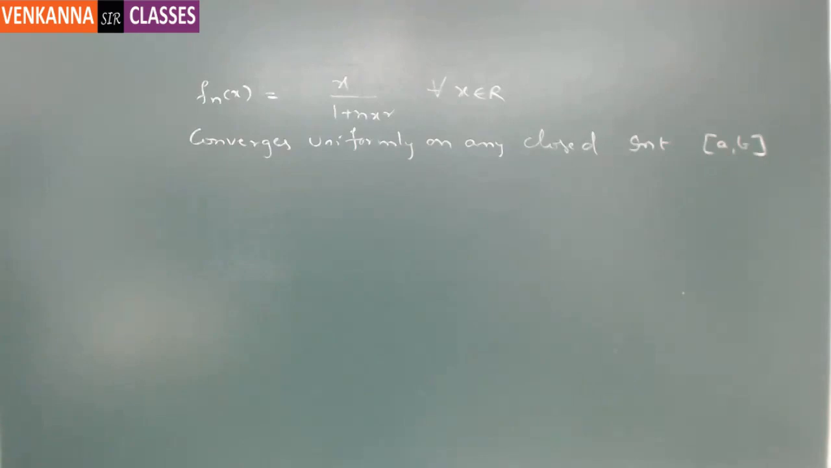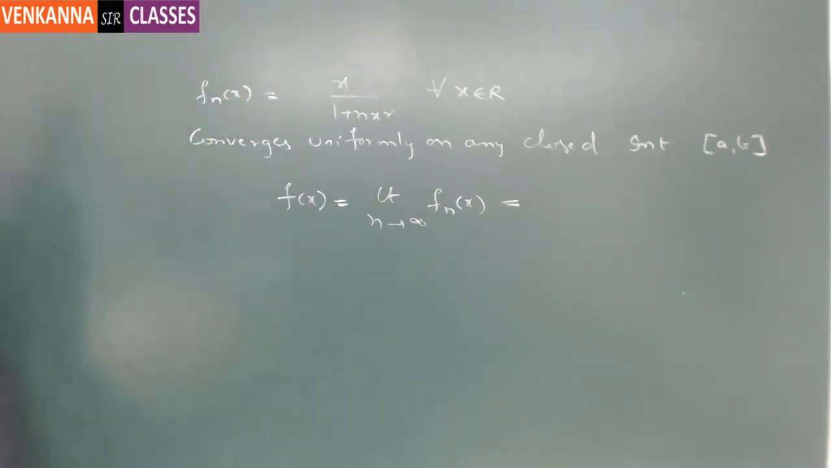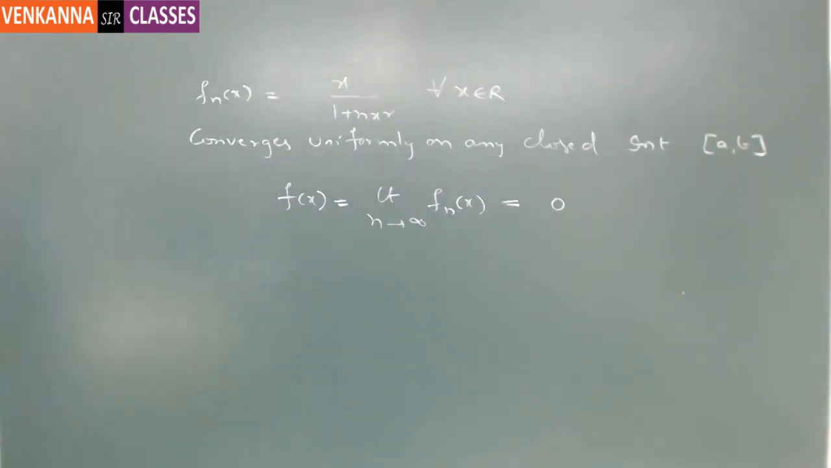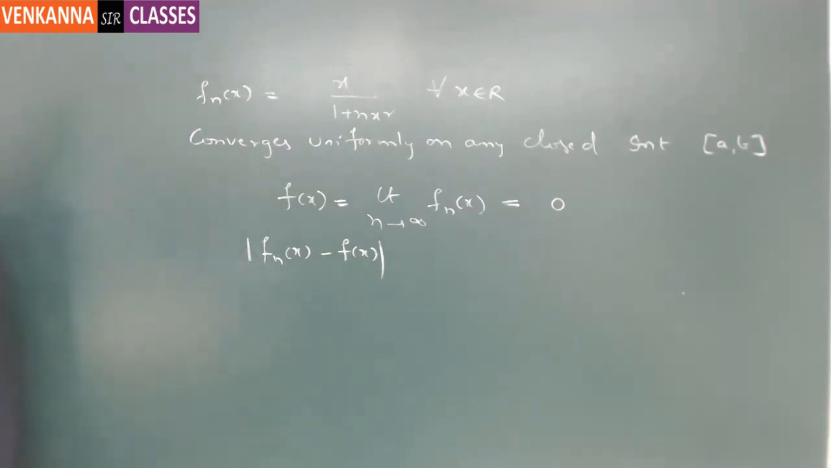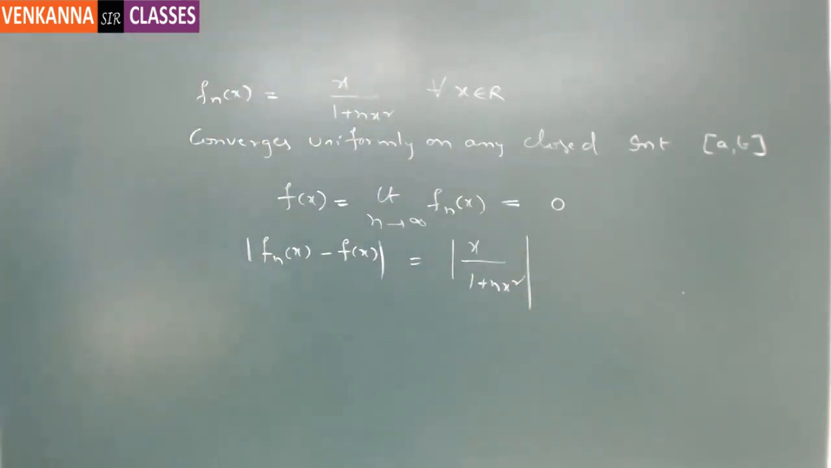Okay. So after having the fn of x, let us calculate the limit function f of x. By simply applying limit n tends to infinity fn of x, can you give me the value of the limit function? Is that 0? Right. So straight away, let us take the modulus of fn of x minus f of x. Since the limit function is 0, it is nothing but modulus of fn of x, so modulus of x by 1 plus nx square.